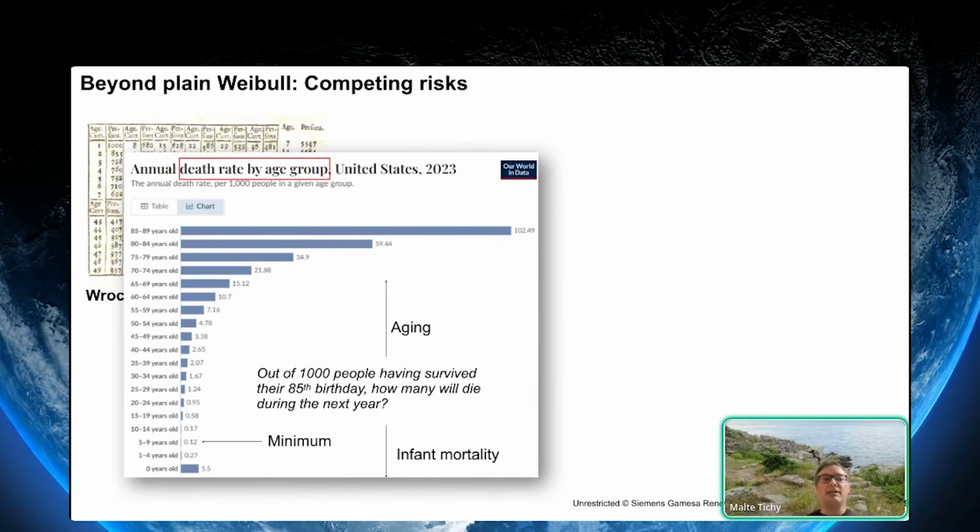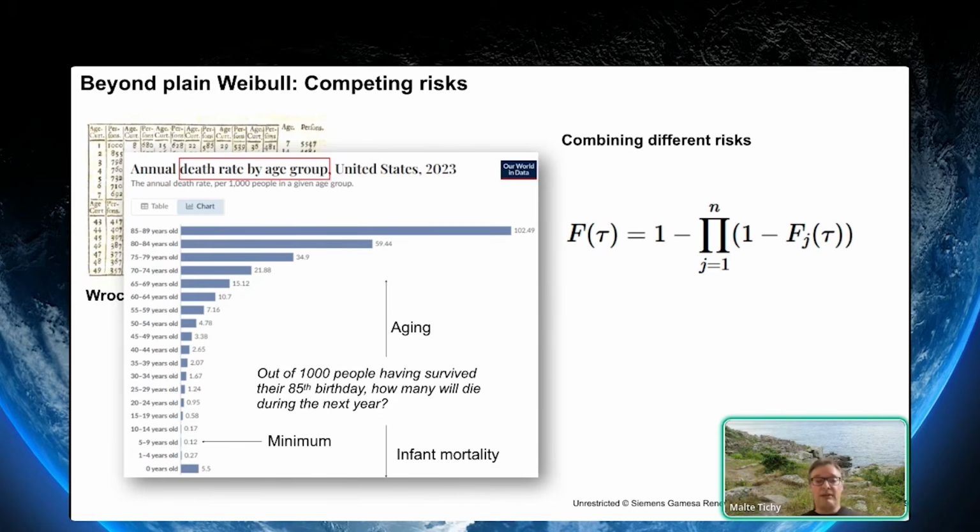And that probability decreases when you go to younger ages, but there is a minimum somewhere, namely at 5 to 9 years old, so for children. And then it goes up again. So we somehow have both aging and infant mortality in the human population today. So one single distribution will not be enough to describe both of them, and we have to combine these. And this is actually possible quite nicely.